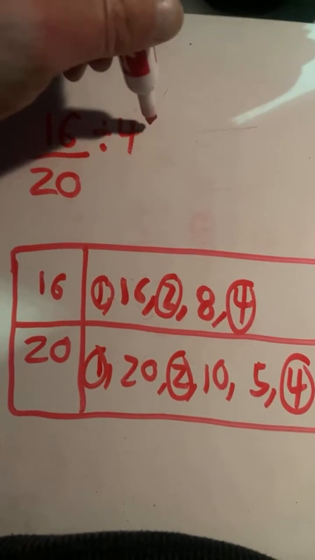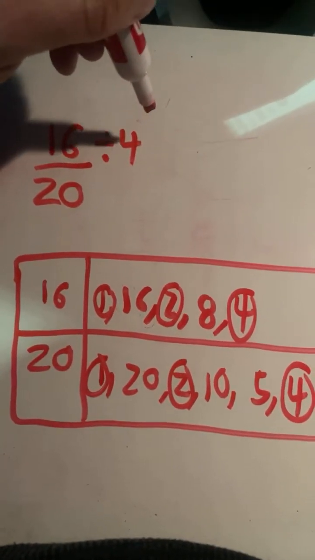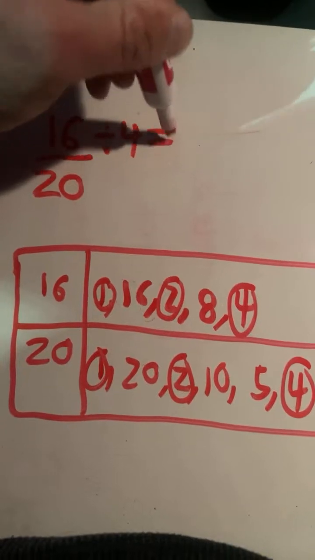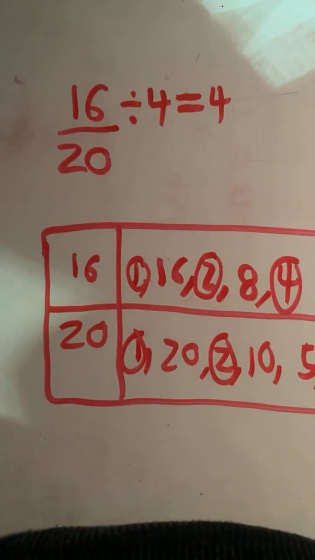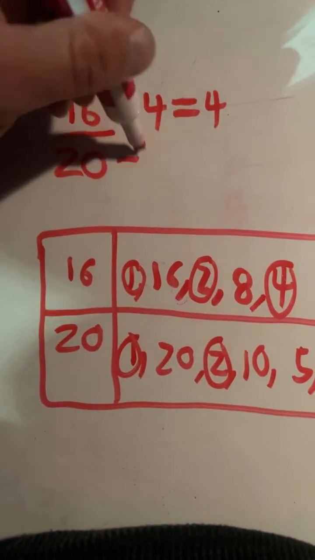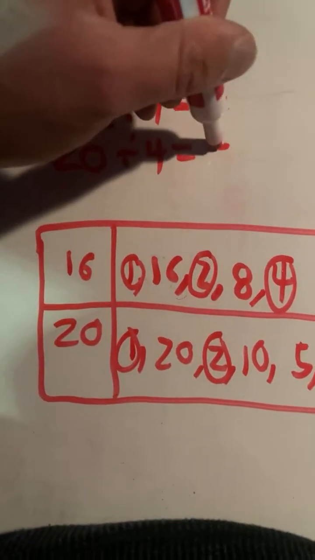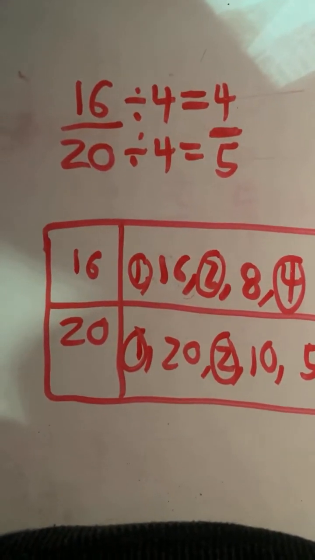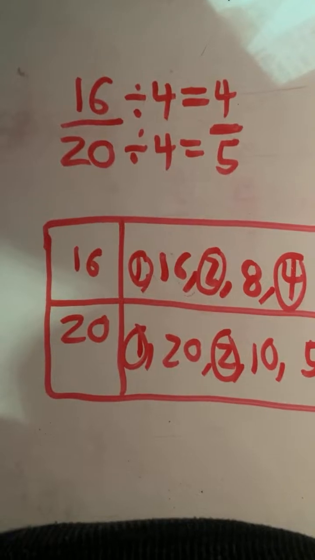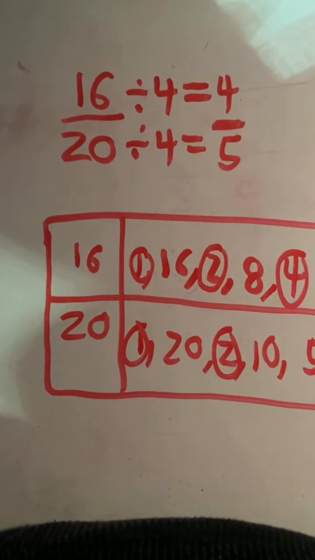So 16 divided by 4 equals 4. 20 divided by 4 equals 5. And we have our final answer, 16/20ths, reduced to lowest terms, equals 4/5.